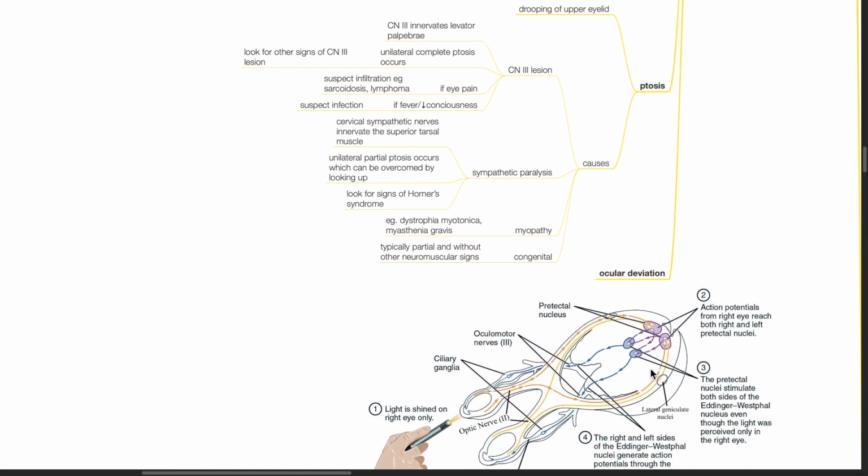Sympathetic paralysis can cause ptosis. Cervical sympathetic nerves innervate the superior tarsal muscle. Unilateral partial ptosis occurs, which can be overcome by looking up. Look for signs of Horner syndrome. Myopathy, such as dystrophia myotonica and myasthenia gravis, can cause ptosis. Ptosis can be congenital. Typically, it is partial and without other neuromuscular signs. Observe for ocular deviation.